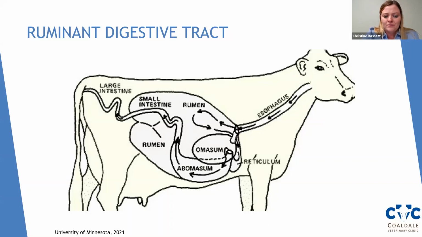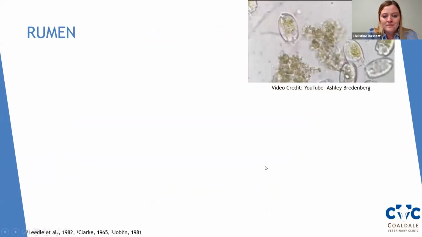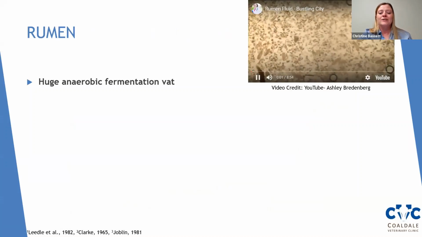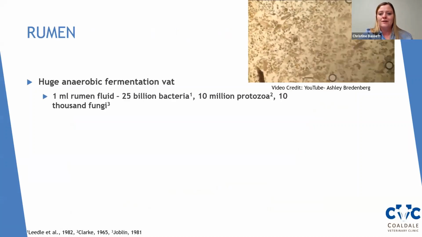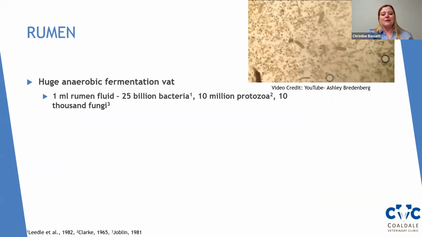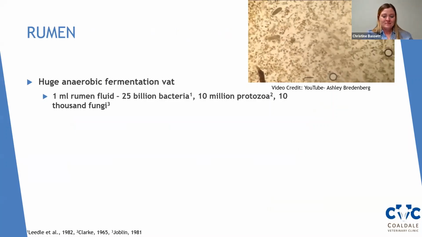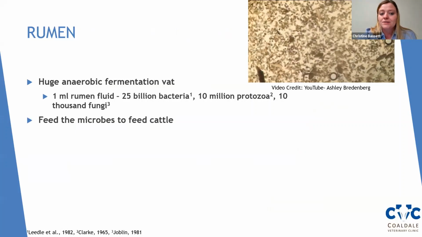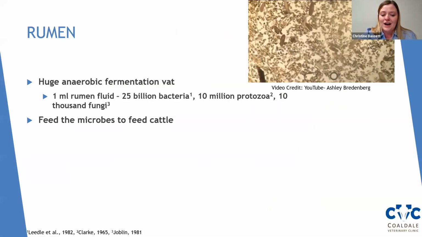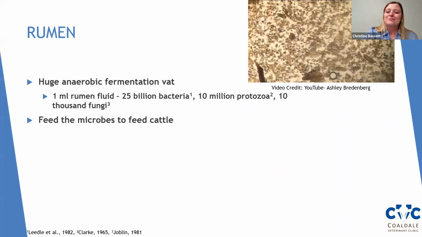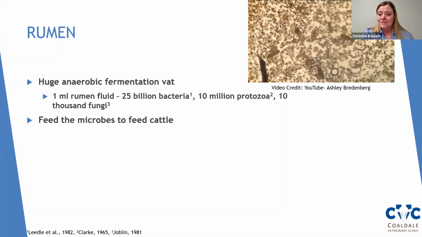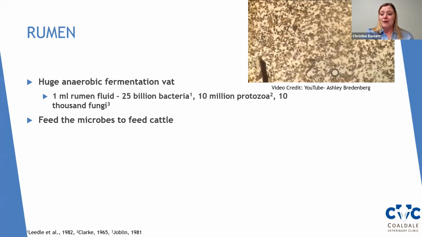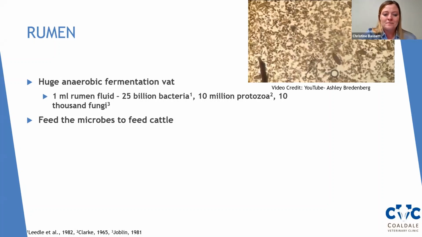So talking a bit more about the rumen. It's a huge anaerobic fermentation vat, which is filled with a bunch of rumen microbes. This includes bacteria, protozoa, and fungi. Basically what we're doing is we're not feeding the cow, we're feeding the microbes. Those microbes are going to ferment that feed and turn it into a high energy source that's available for the cow, as well as produce microbial protein through reproduction.